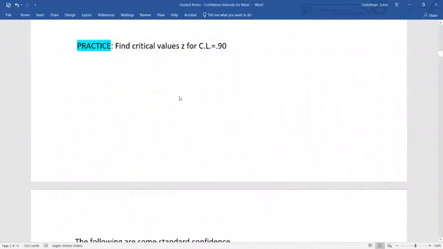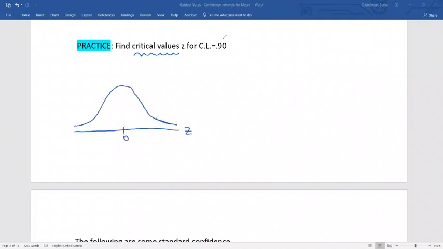When you have to find critical values, you will start the process by sketching the graph. Remember, these are z values, so you will be using the standard normal distribution. Sketch the graph. This is a z distribution. We have a 0 right here. And remember, the C or CL is the percent associated with the confidence level, which is right here inside. We're not really focusing too much on this because to find the critical values, we will actually have to find the area in the tails.